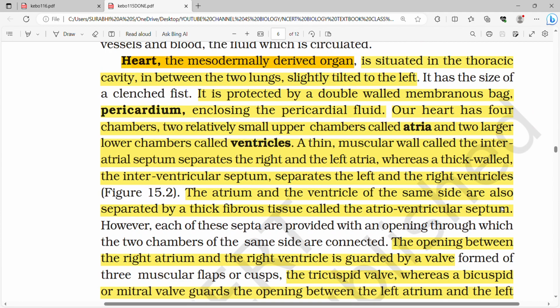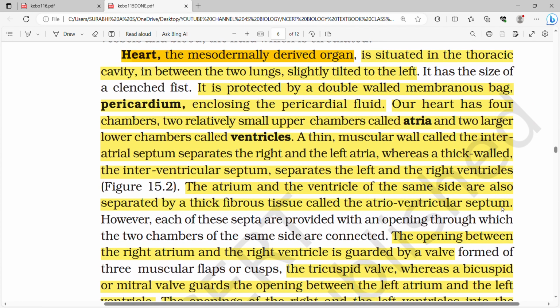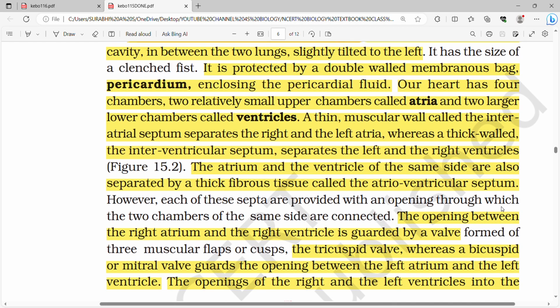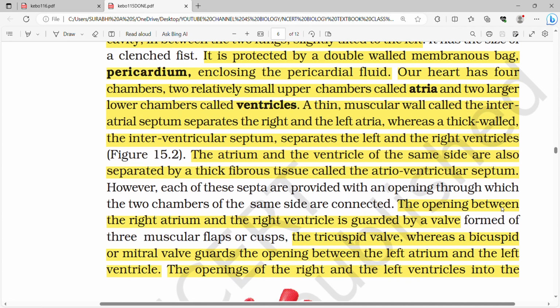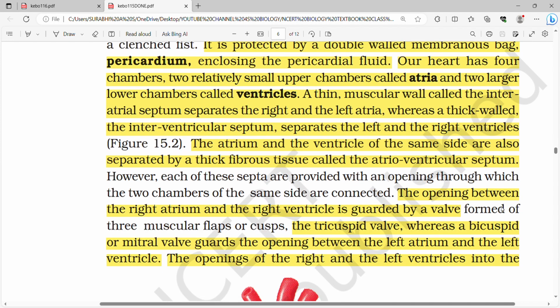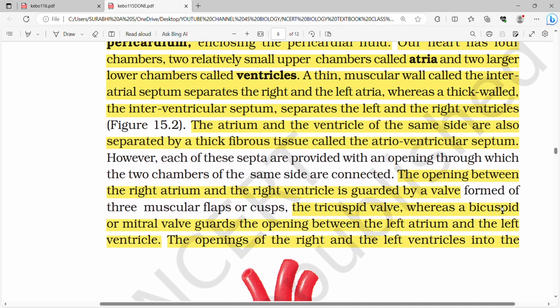Heart is of mesodermal origin, as is the notochord. This is situated in the thoracic cavity in between the two lungs, slightly tilted to the left. This is protected by a double-walled membranous bag called pericardium, enclosing the pericardial fluid. So our heart has four chambers, that is atria and ventricles. The upper chambers are atria, the lower chambers are ventricles, which are larger than atria.